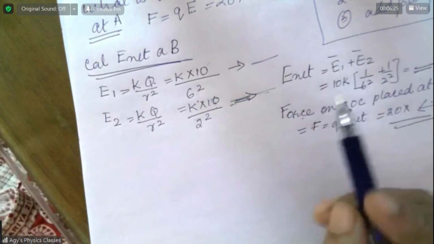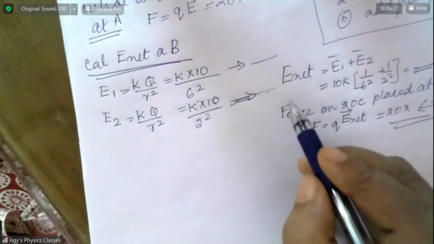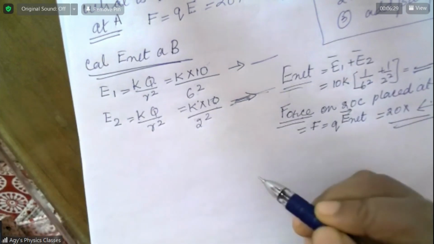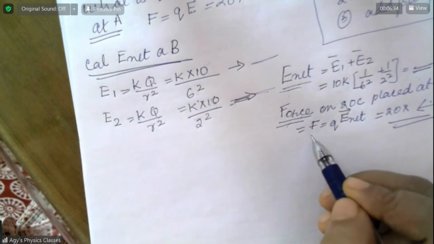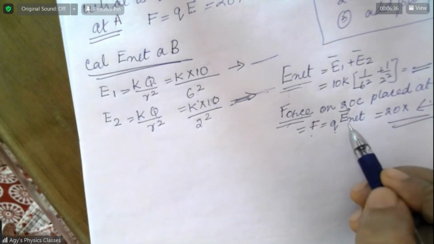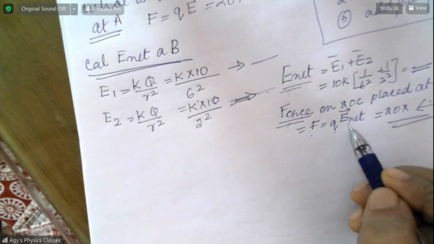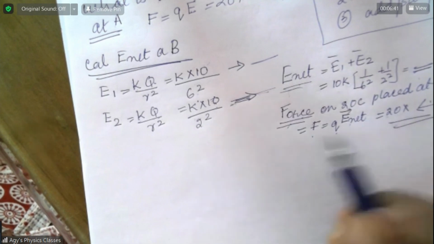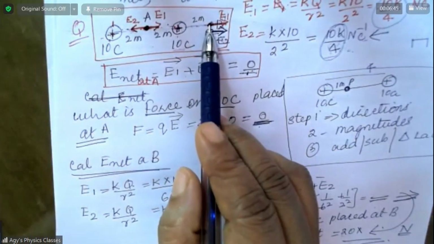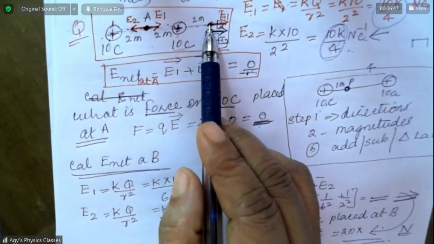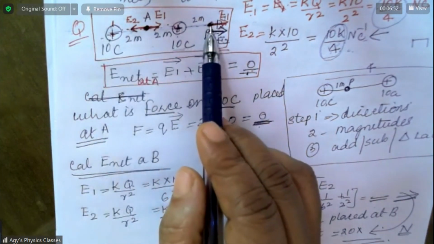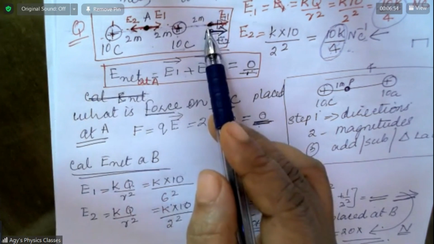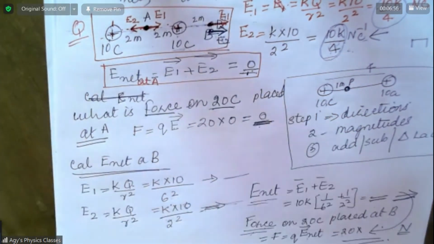Now I'm giving you a question in which you can find both combined. If you know the net electric field, you can find the force, because force is equal to charge into electric field. So if I place another charge at this point, the easy way to find the force on a charge is to first find the net electric field, then multiply with that charge. This is the easy way.